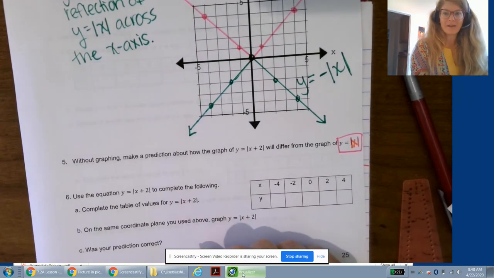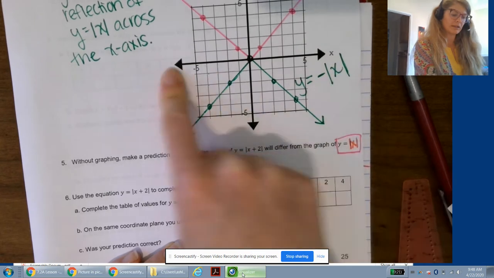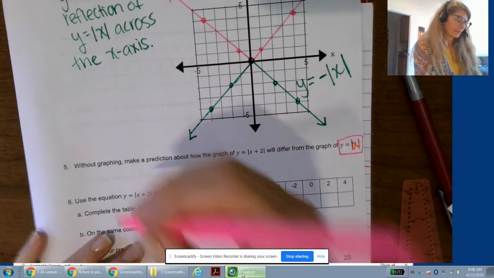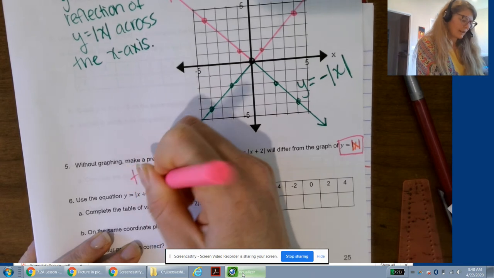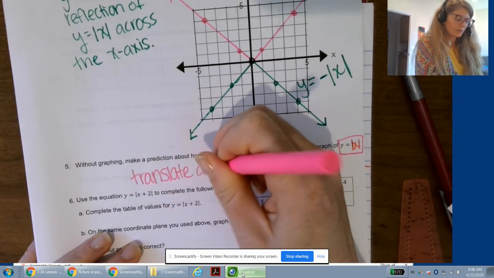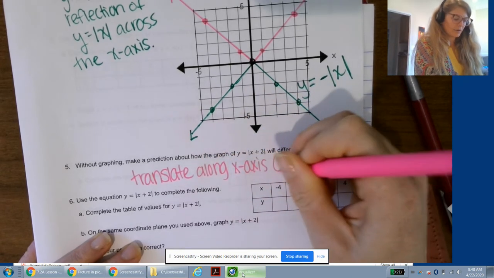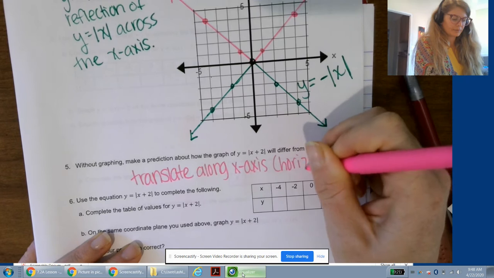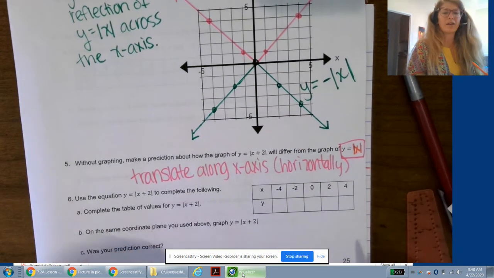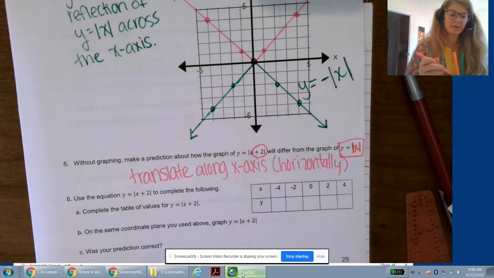We are affecting the x value. Remember, x controls the horizontal distance. So what do you think your prediction is going to be? We're going to translate along the x-axis, or horizontally. But how many units do you think? And which direction? That's the big question.